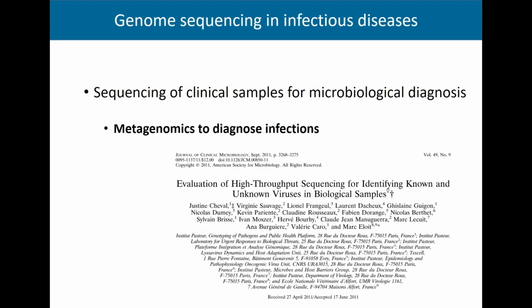So what about sequencing of clinical samples for microbiological diagnosis? Here, we are not really talking about genome sequencing, but rather a metagenomic approach to diagnose infection. There have been many approaches, people who have tried to develop pipelines to use next-generation sequencing to diagnose infection, either to identify known pathogens or to uncover novel pathogens from biological samples. I'm not going to detail the technique at all. We've been involved in some of these developments over the last years.